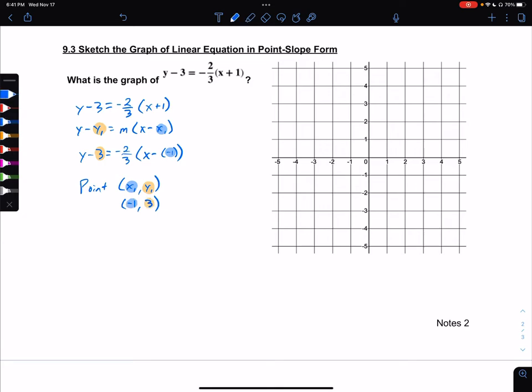The more you do these, the quicker you'll be able to go through that process. You won't need to write all the steps. You'll just realize that what you originally have, in this case this minus 3, becomes a positive 3. This positive 1 becomes a negative 1. But as you get better at that, you'll see that. So we can plot that point. That negative 1, 3 would go right here.